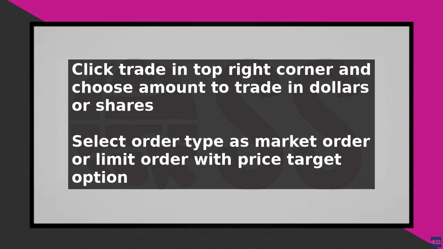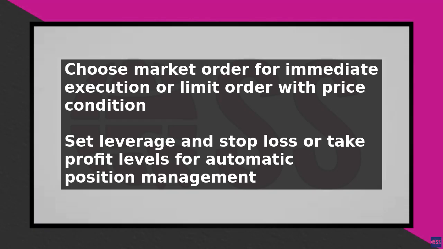You'll also need to select an order type, which can be either a market order or a limit order. If you choose a limit order, you can set a price target at which you want to buy the stock. For example, if you want to wait for the price to drop before buying, you can set a limit order at a lower price, and the trade will be executed automatically when the price reaches that level.